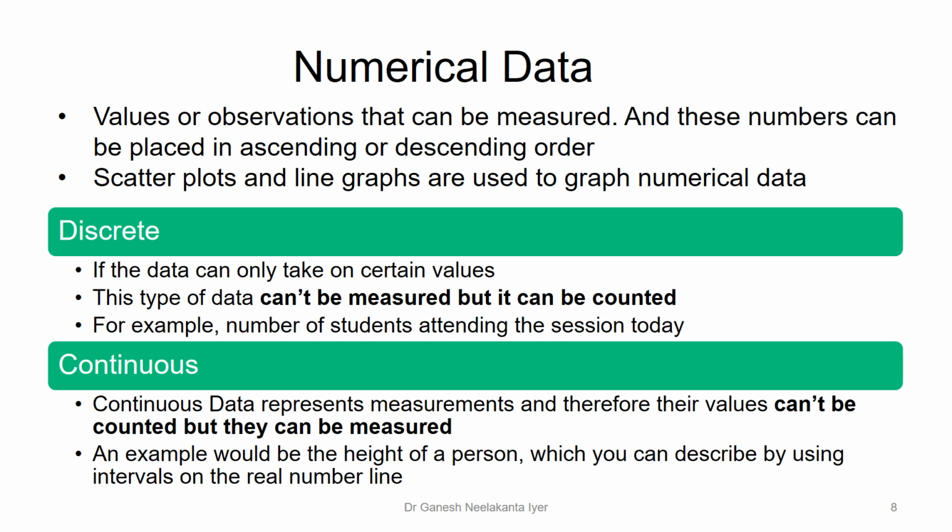What is numerical data? Numerical data are nothing but those which are values or observations that can be measured, and these numbers can be placed in ascending or descending order. There can be two types of numerical data. One is discrete type and one is continuous type.